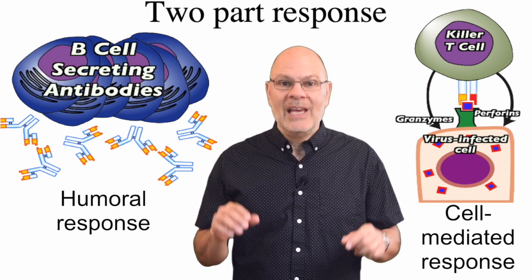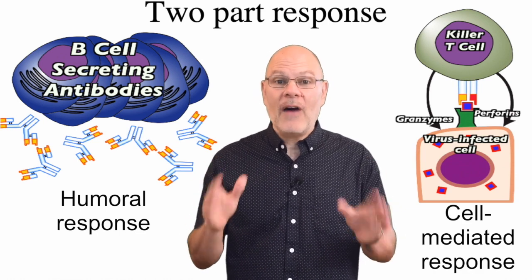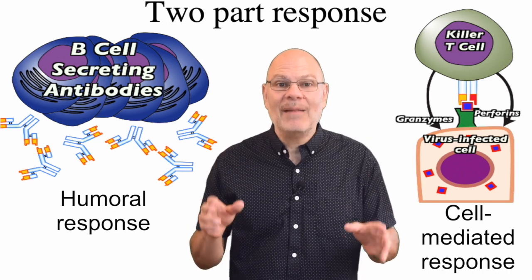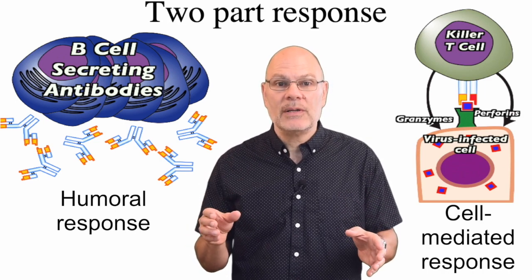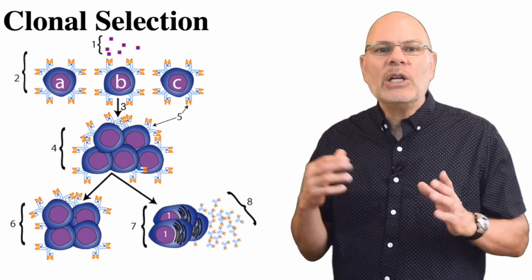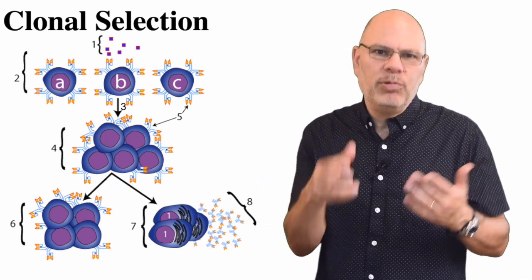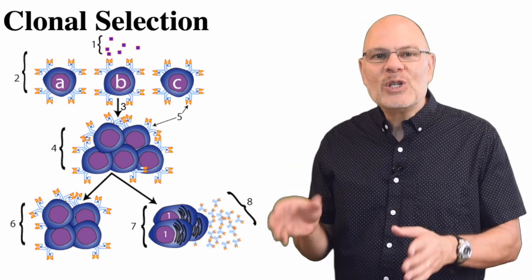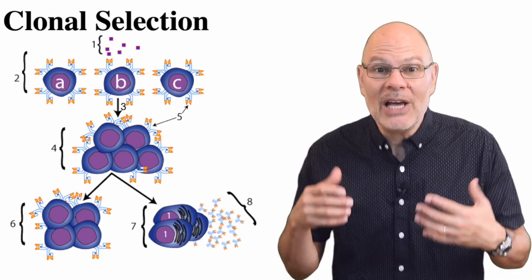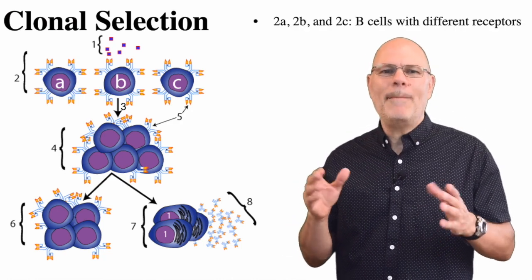In this response, cells called killer T cells or cytotoxic T cells find cells that have been infected by viruses and wipe these out so that they can't produce any more viruses. In both the humoral and the cell-mediated response, a key process is clonal selection, which in some ways is part of the previous section, recognition. To explain this, I'm going to focus on the humoral response, but the basic idea applies to the cell-mediated response too.